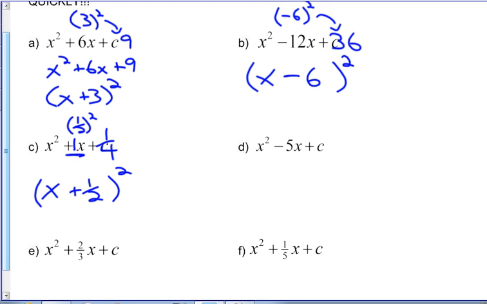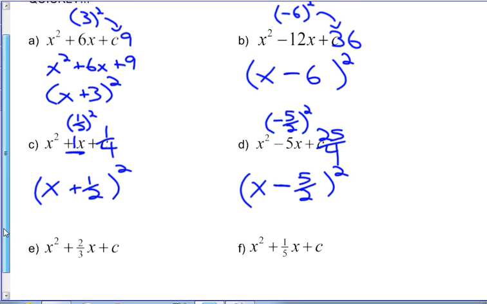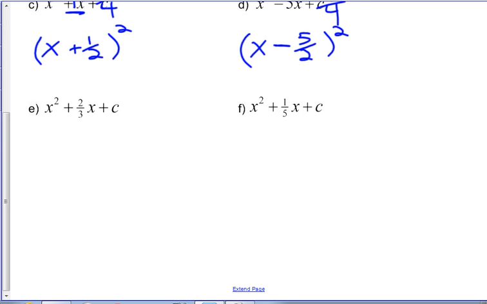Next one, negative 5. Okay. Half of negative 5 is negative 5 over 2. Square it, that's 25 over 4. How does it factor? X, half of negative 5 is negative 5 over 2. Similarly, we could have more fractions involved. So half of 2/3, that would be 1/3. Square it, gives us 1/9. How does it factor? Half of 2/3 is 1/3.